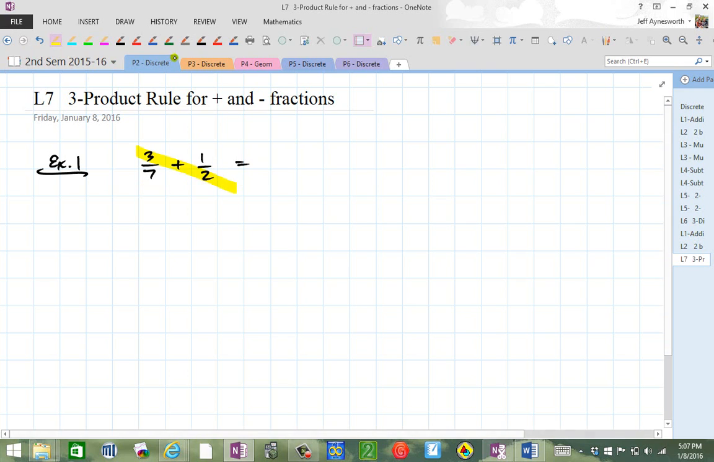So here's what we're going to do: we're going to take a look at the first cross product, 3 times 2. We're going to add it to the second cross product. All right, that's the second one. And then we're going to divide it by the third product, which is the product of the denominators.